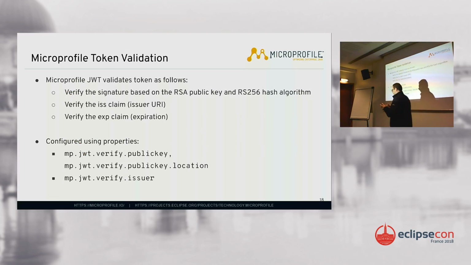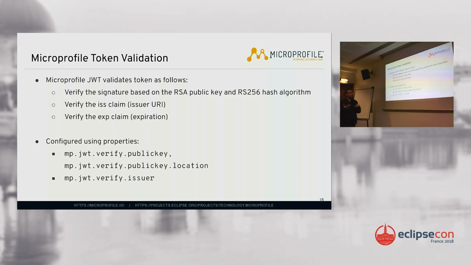You are a microservice, a MicroProfile microservice. You are using an implementation of MicroProfile JWT. You receive an HTTP request. So you have a JAX-RS endpoint, and this request is going to be automatically checked if it contains a token.